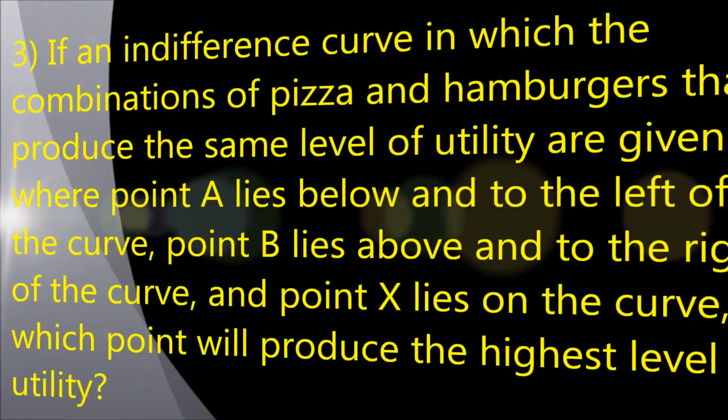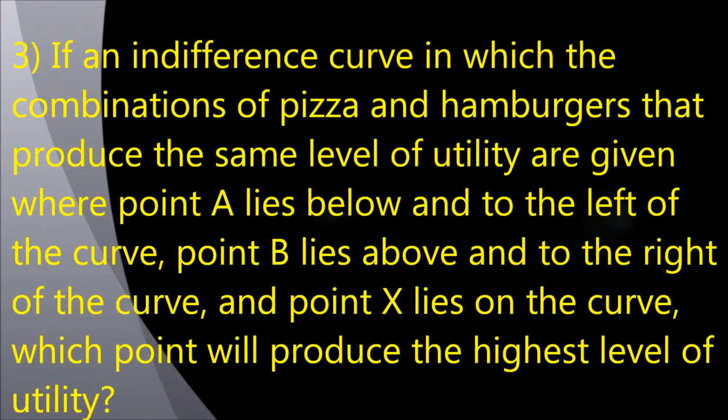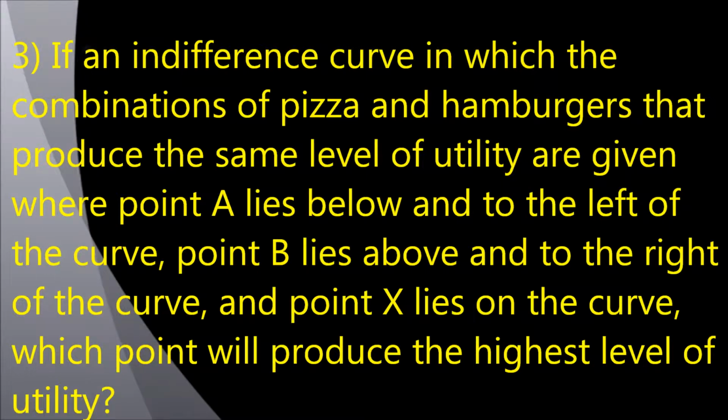Question 3. If an indifference curve in which the combinations of pizza and hamburgers that produce the same level of utility are given, where point A lies below and to the left of the curve, point B lies above and to the right of the curve, and point X lies on the curve, which point will produce the highest level of utility?